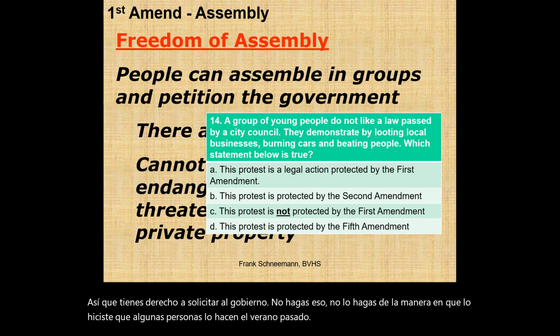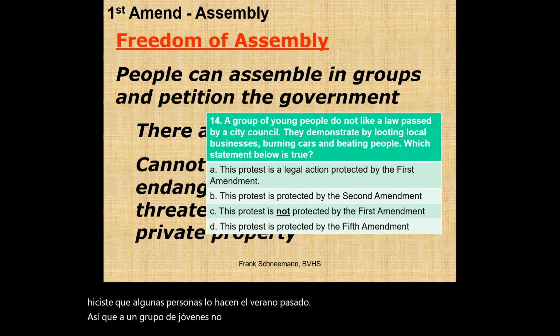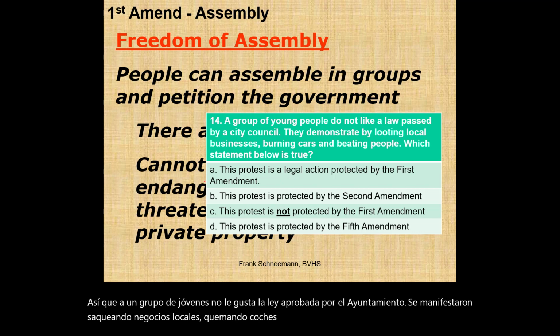So a group of young people did not like the law passed by the city council. They demonstrated by looting local businesses, burning cars, and beating people. Which statement below is true? And you have to make a decision on that. That's question 14.